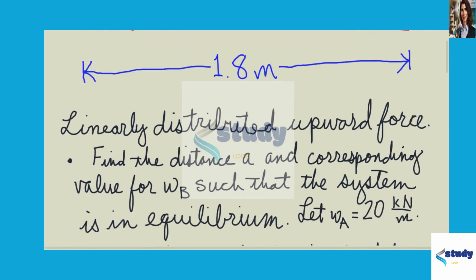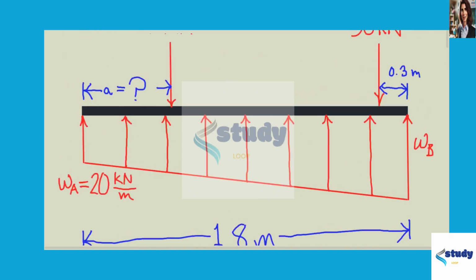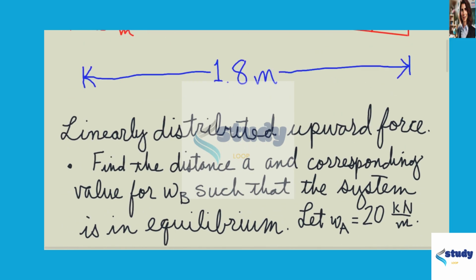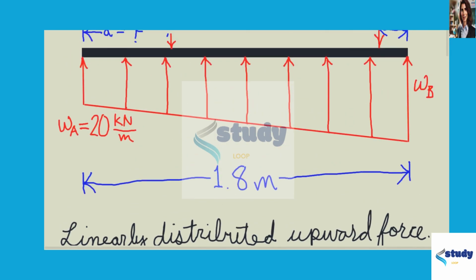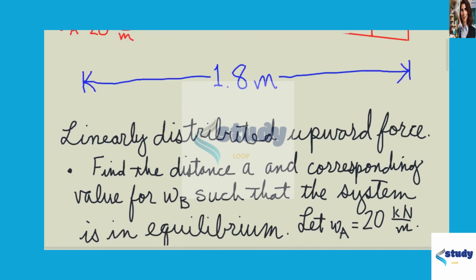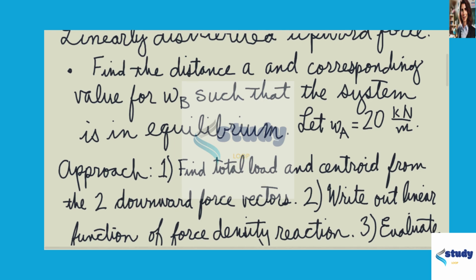given this linearly distributed upward force, we're asked to find the distance A, that's the distance from far left to the location of the left downward force vector. Find that distance A and the corresponding value for W sub B, which is the y-coordinate of the final point of our linearly varying force density. Find those such that the system is in equilibrium.